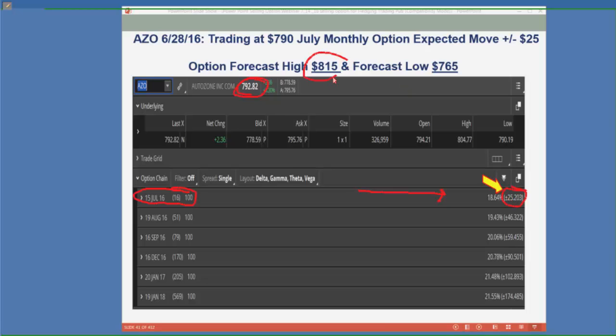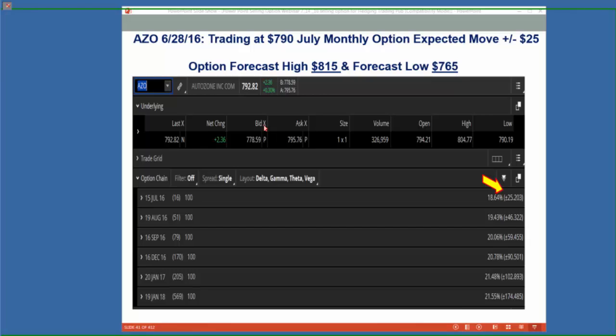That's a realistic price target, either up or down, for AZO trading at 790 on that day with 16 days to expiration and the implied volatility at 18.64%. So this is the first place you start. So, okay, 815 is a possible target. Okay, so that's to the upside. I wanted to look at an upside move. Now, here's what it looked like on a chart.